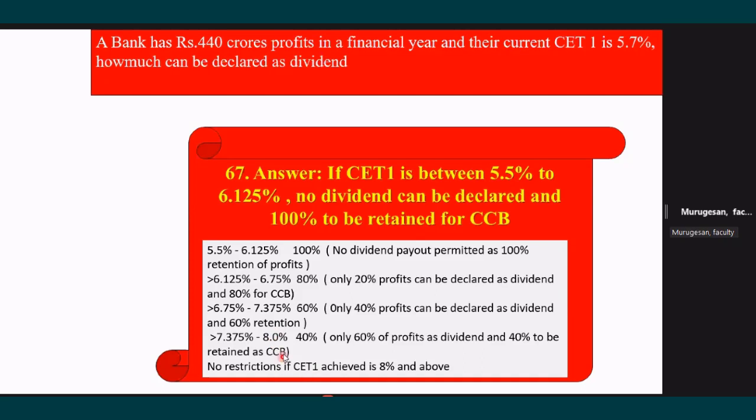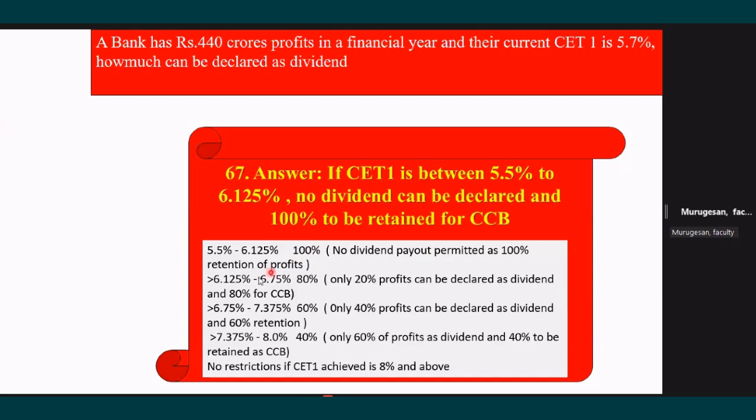If you achieve the four slabs, 8%, then there is no compulsion. The entire profit can be declared as dividend at the discretion of the board. RBI will not interfere. But before giving the entire thing as dividend, you have to take permission from RBI. Why? Because they are creating a compulsion. If your current CET is too low, don't give any dividend. Entire profit you convert to capital.